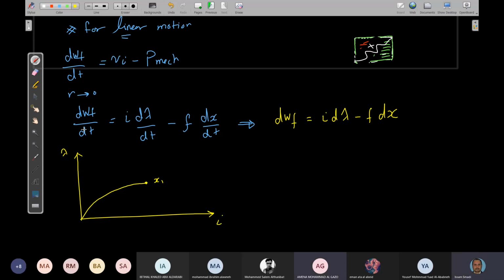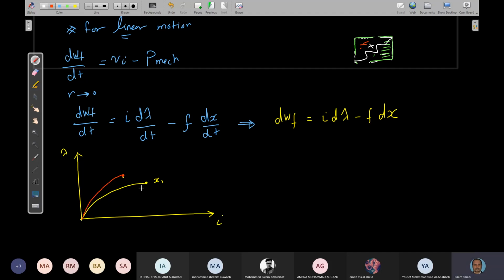Will it change? Because it affects the flux. Yes, it will change because the reluctance will change, and you know that the slope of this curve is actually the reluctance. So if the reluctance changes due to the gap changing, maybe I will be somewhere here. Let's assume that I'm here.